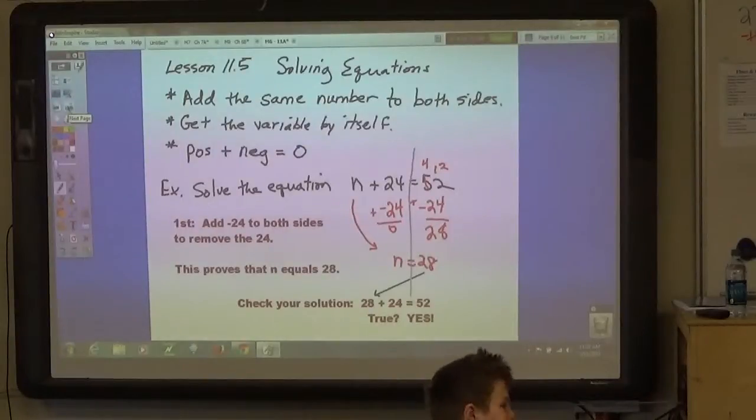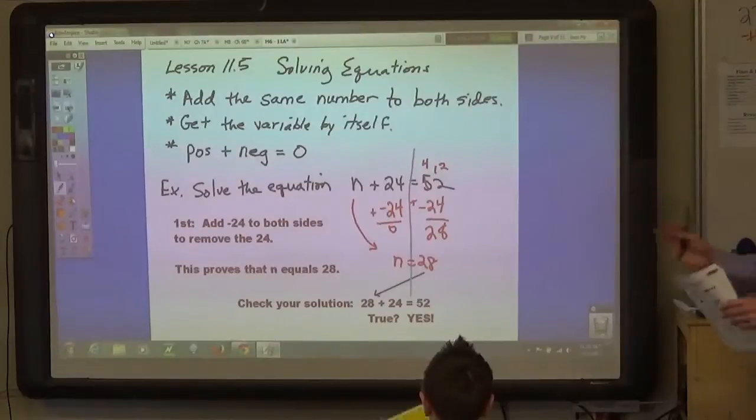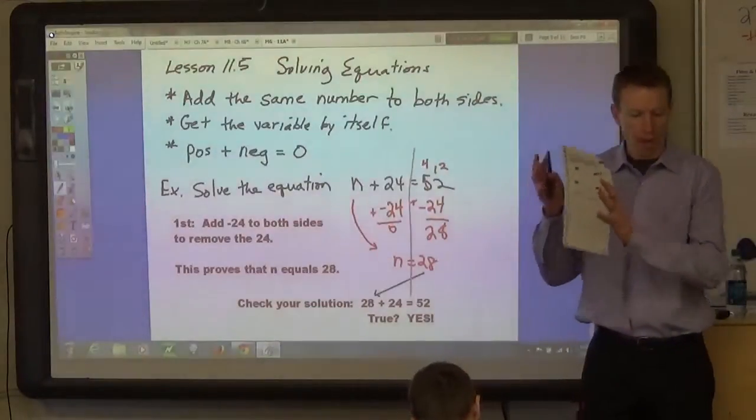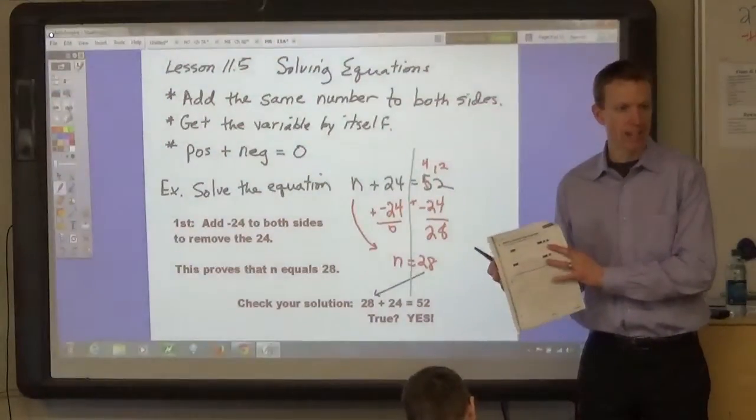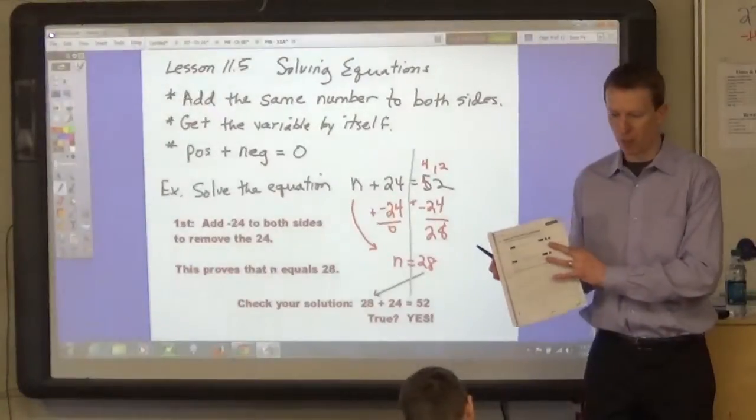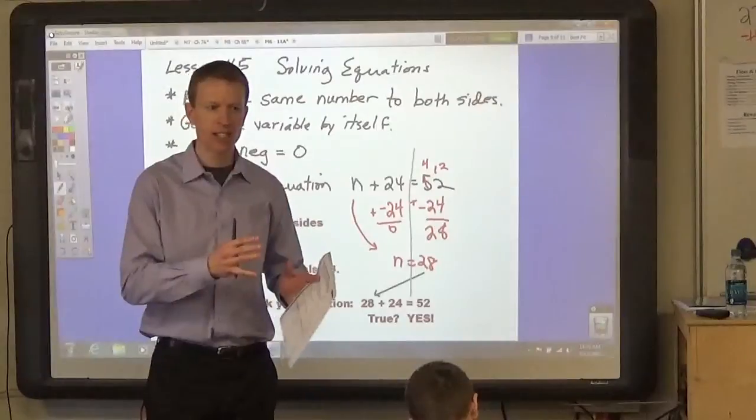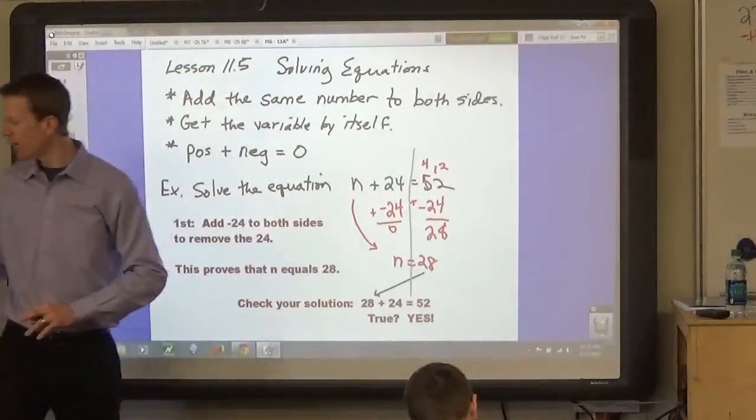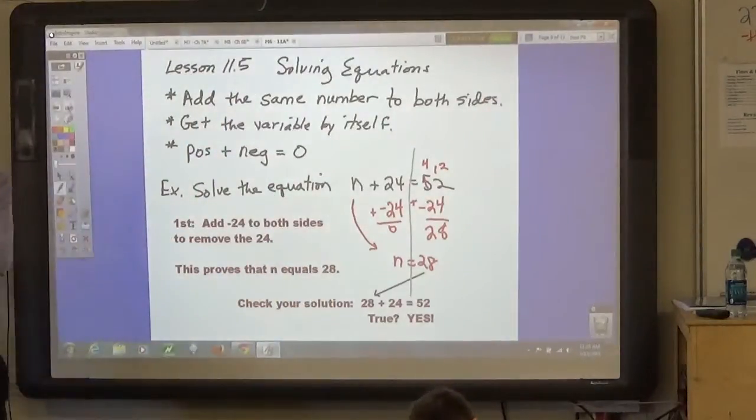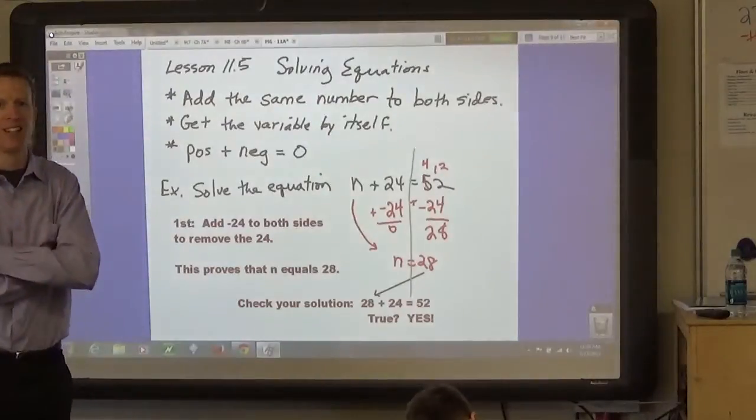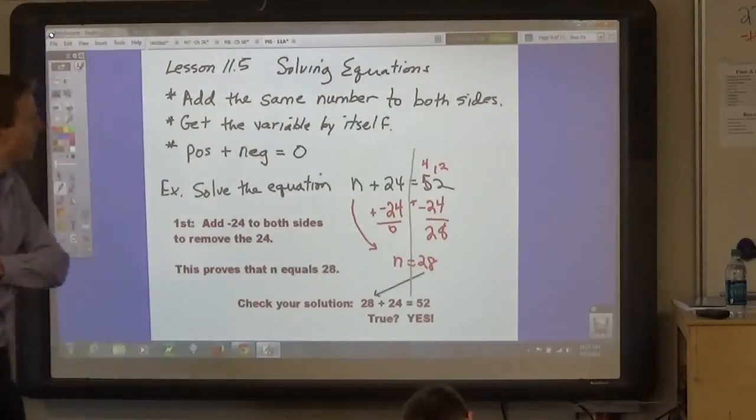Alright, class, yesterday we worked on modeling equations so that we could see how to get rid of positives and negatives on the side with the variable, and then add that same thing to the other side, okay? Which side should you start on when you're solving an equation? Garrett? The side with the variable. The side with the variable, right.